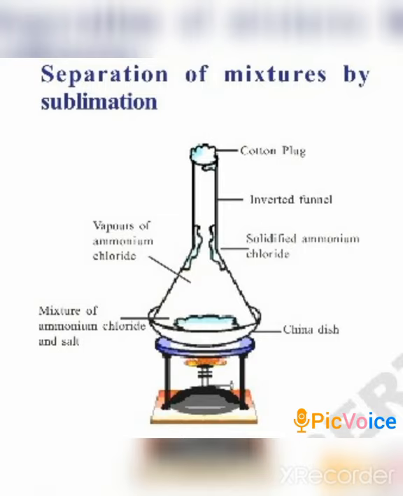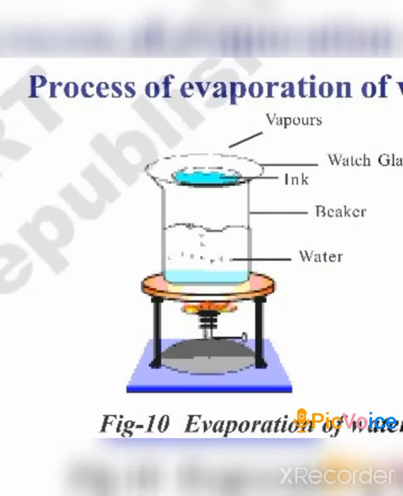In this way the salt is left in the china dish, whereas the ammonium chloride will be solidified on the walls of the funnel. This method is known as the sublimation method. The second method in the process of separation is evaporation. We can use evaporation as a process of separation of solute and solvent.